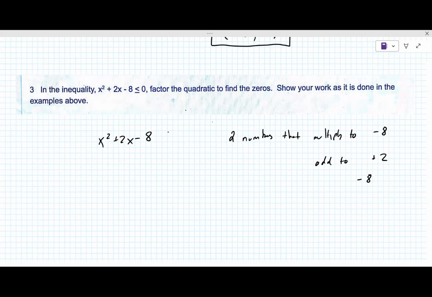Okay, so let me help you out here. 1 times negative 8, do these two numbers multiply to negative 8? Yes. Good. But do they add to positive 2? No. So that's not the right ones. How about negative 1 and 8? Does that work? Yes to the first, but can they add to positive 2? No. So how about 2 and negative 4? Yes to the first, but no to the second. Notice we switch the signs. And now there's your answer. It's x minus 2, x plus 4.